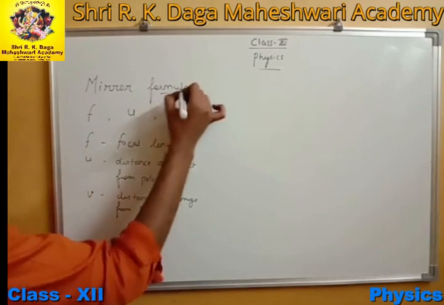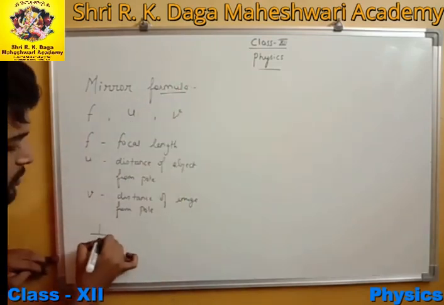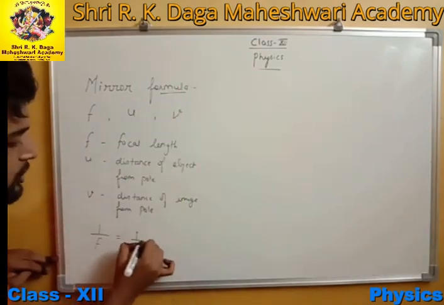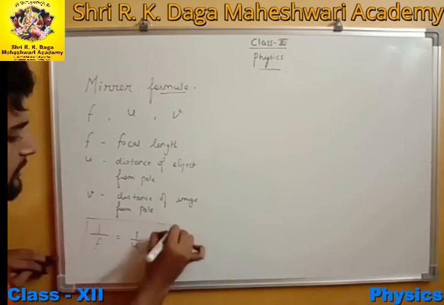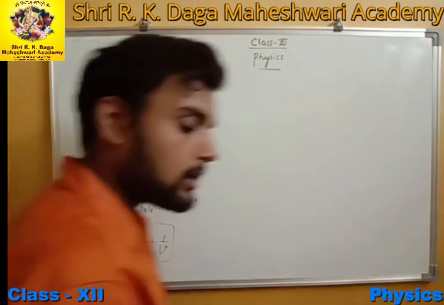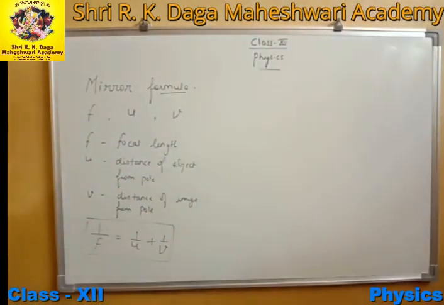And what is that formula? That formula is 1 by f is equal to 1 by u plus 1 by v. So today we are going to derive this formula, that from where does this formula come.